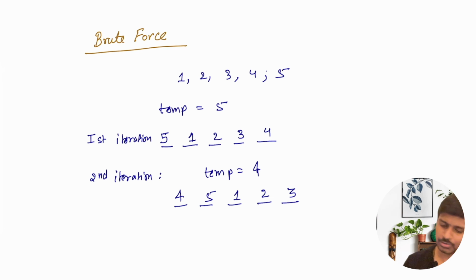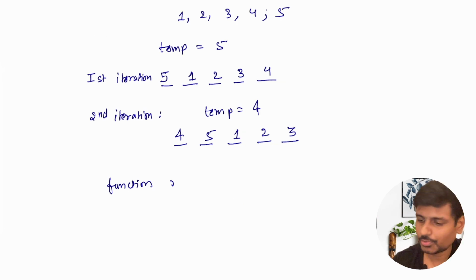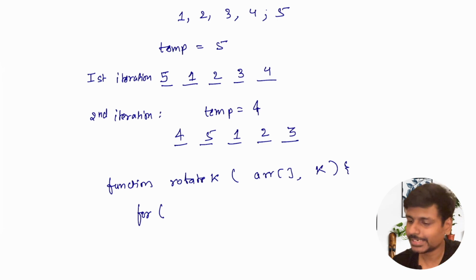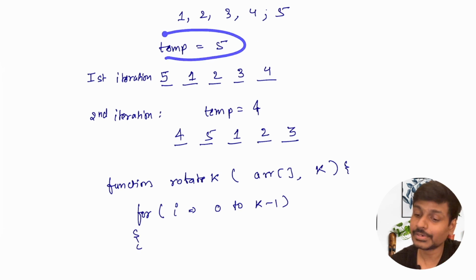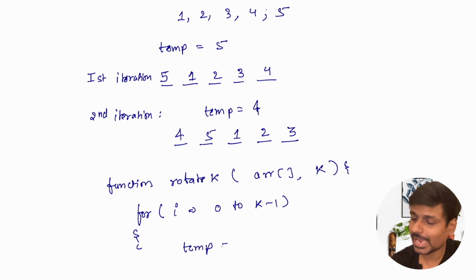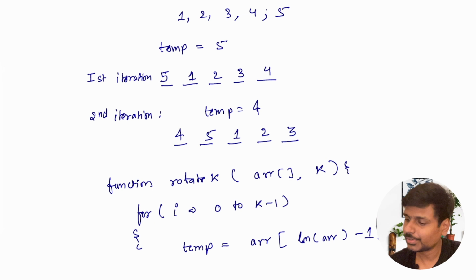So let's write the code for this. We'll create a function rotate k, which will take the array as an input and then k. Okay. Now first iterate over k, because we have to rotate it k times, so we'll go from 0 to k minus 1. After this, what is the first thing that we were doing? We were actually storing the last one in the temp variable, right? So let's declare a temp variable and store array of len of array minus 1. So this will basically help me store the last element.